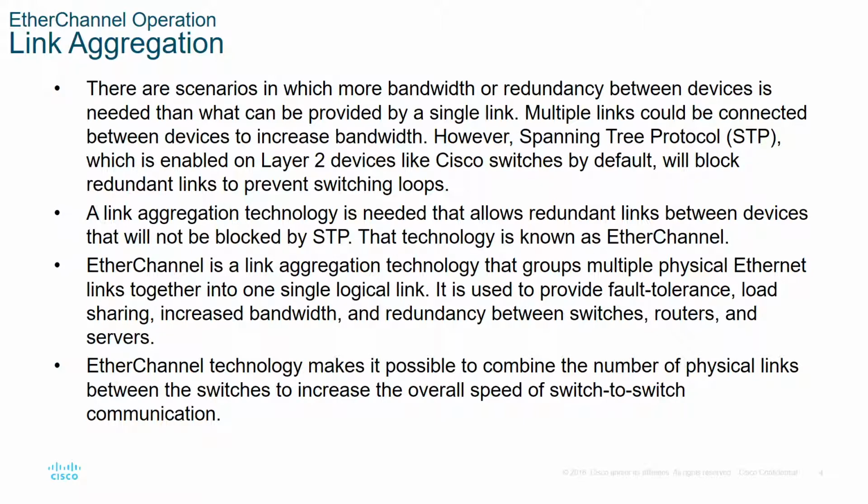EtherChannel is a link aggregation technology that groups multiple physical Ethernet links together into one single logical link. It is used to provide fault tolerance, load sharing, increased bandwidth, and redundancy between switches, routers, and servers. EtherChannel technology makes it possible to combine the number of physical links between the switches to increase the overall speed of switch-to-switch communication.